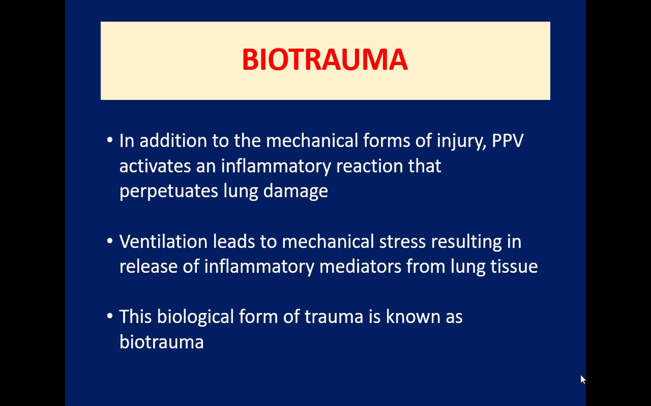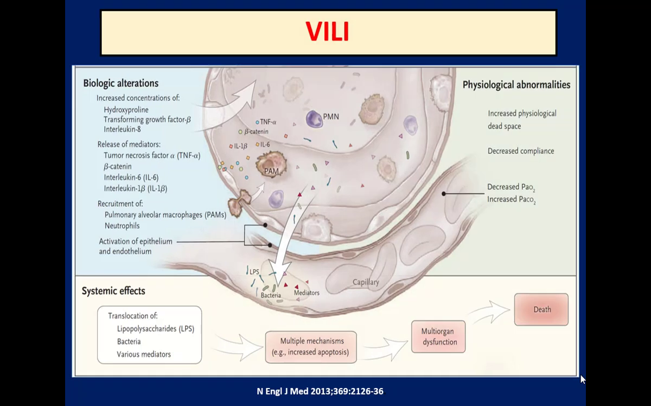Then comes another thing which is called biotrauma. In addition to mechanical form of the energy, positive pressure ventilation activates an inflammatory reaction that perpetuates the lung damage further. Ventilation leads to mechanical stress resulting in the release of inflammatory mediators from the lung tissue. And this is a biological form of trauma which is known as biotrauma. As you can see here, there are biological alterations, there are physiological abnormalities, and they all lead into the cascade, activating the cascade.